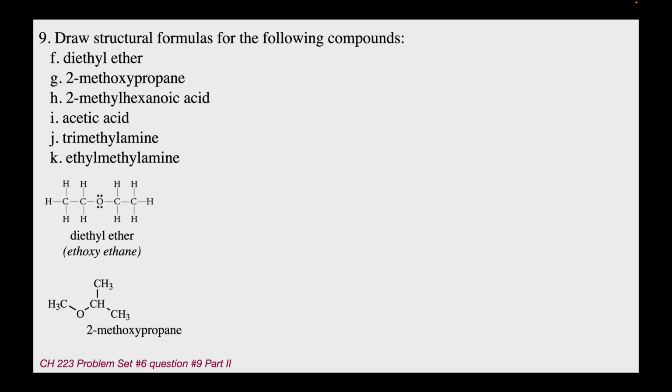So on G, here's the 3-carbon system. 1, 2, 3. 2-methoxy. CH3O is the methoxy group. It's off the second carbon of the 3-carbon propane. 2-methoxypropane. That's the newer way of calling ethers, by the way, and probably it's better.